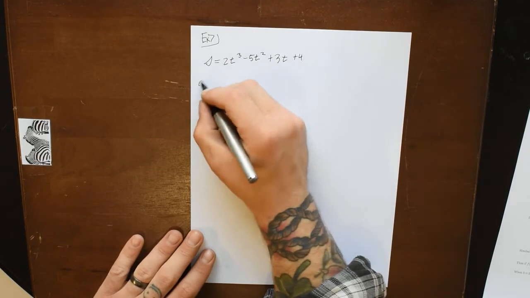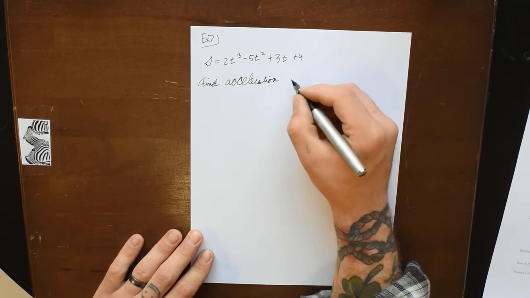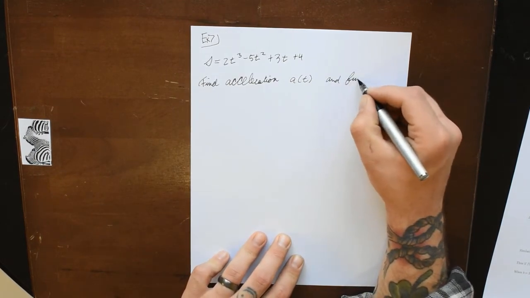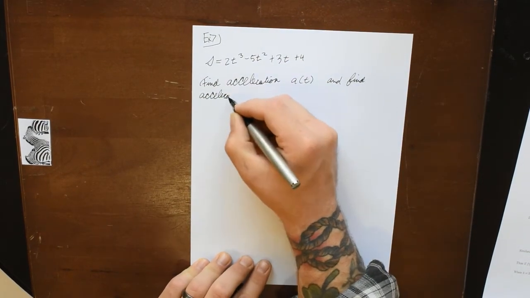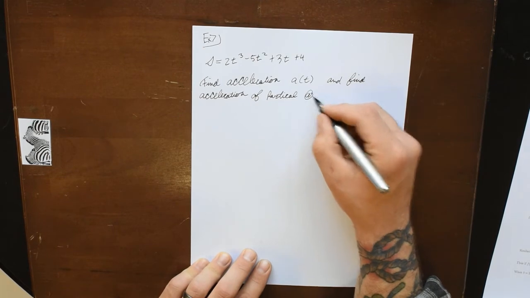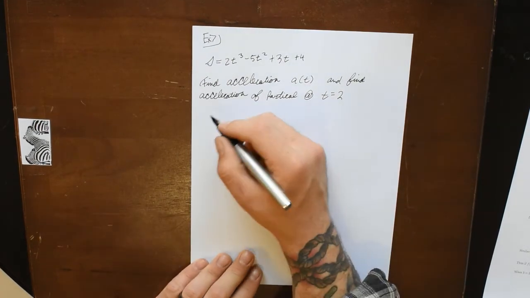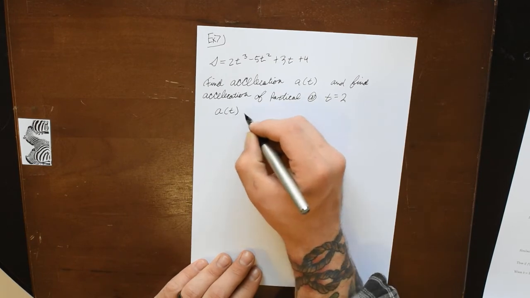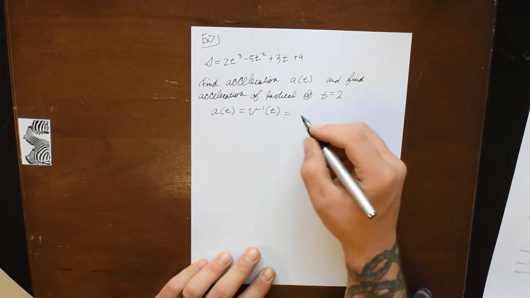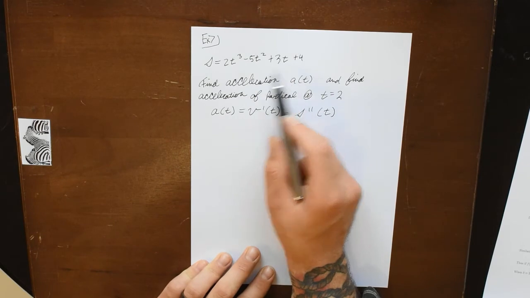Find the acceleration as a function of time, and find the acceleration of the particle at t equals 2. So what is its acceleration after 2 seconds? Well, we know that the acceleration of a function is equal to the derivative of the velocity of the function, which is equal to the second derivative of its position function. So we need to calculate the second derivative of the position function.